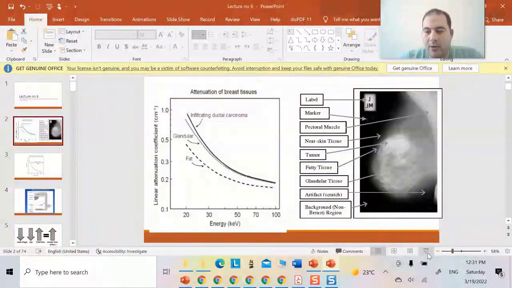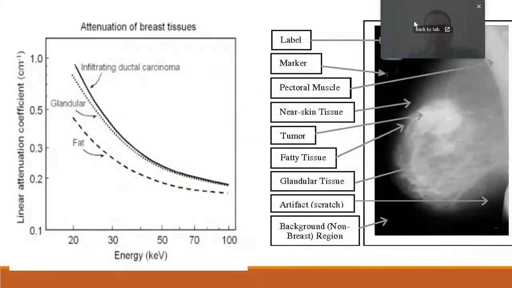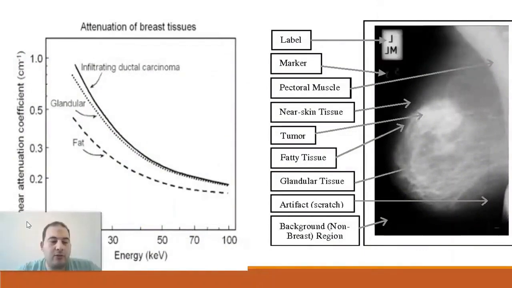Honestly, when I talk about mammography, I talk about breast imaging. When you look at a breast image, you find that it contains tissues with low physical density, meaning you will find fat and glandular tissues. And even if there is a tumor or a mass, their densities are not high. The differences between them are also not significant.